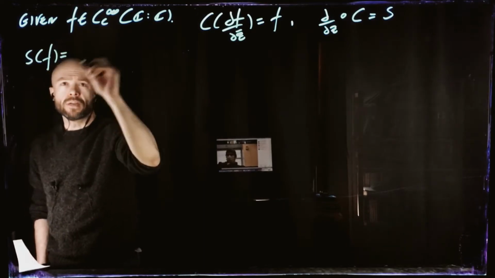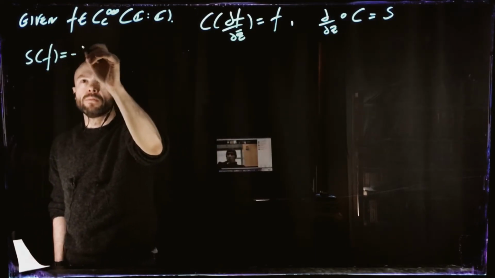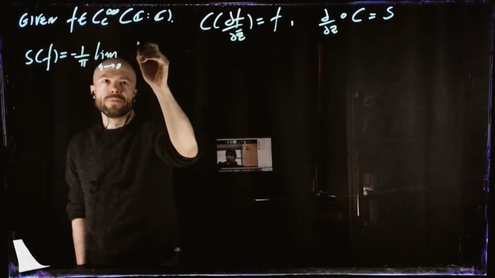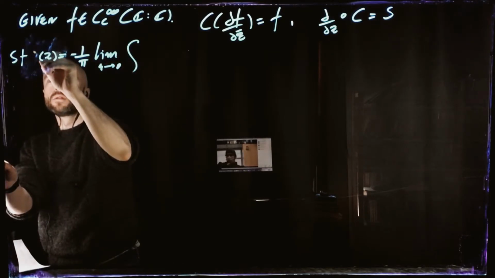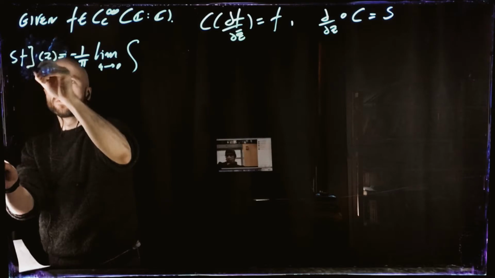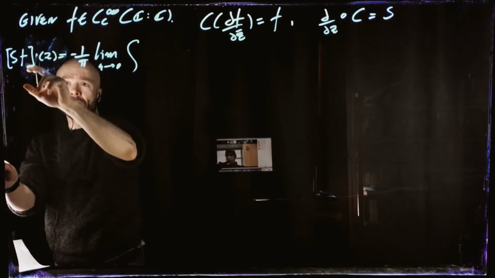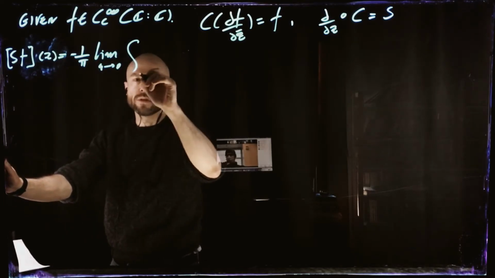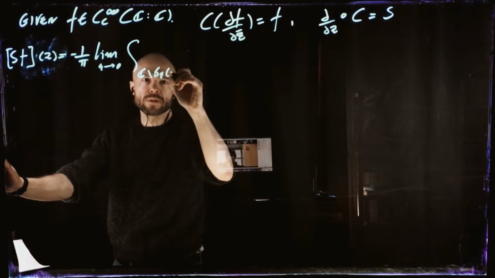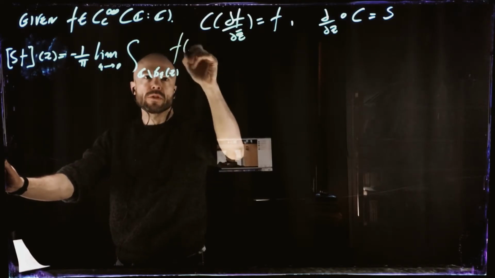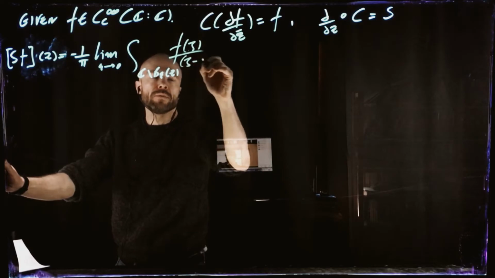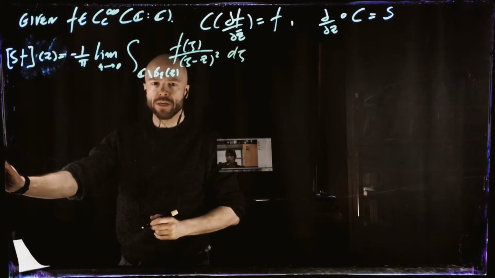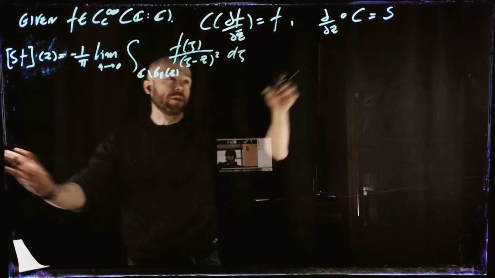Let's just write it again since it's our key topic of the day. Minus 1 over pi, the limit epsilon goes to 0. So the Beurling transform of f is this function which at z is given by this. It's the limit as epsilon goes to 0 of the integral over the complex plane, take away the ball of radius epsilon around z, of f of zeta over zeta minus z squared d zeta, like this. Okay, and then we've learned that this limit makes sense because we've showed this.